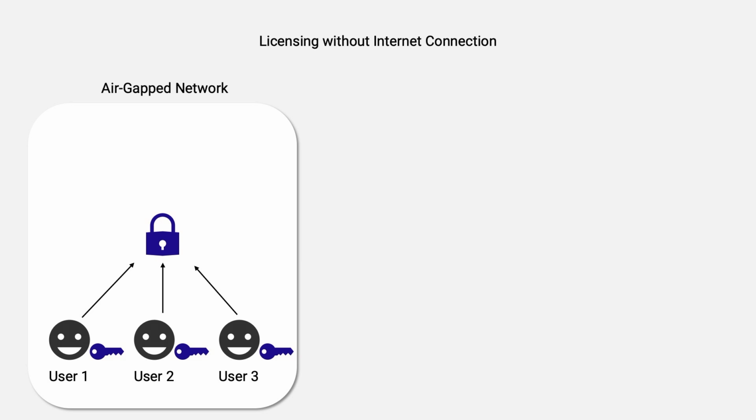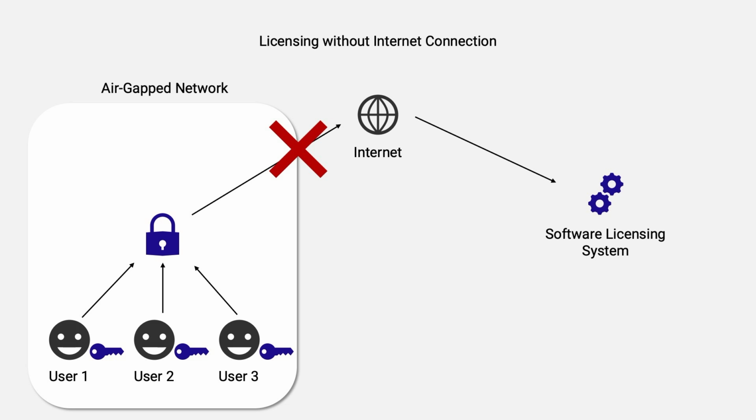Now, let's take the example that you sell your application to a large enterprise where the 3 employees who will use the application are working in an air-gapped environment. When they run the application without internet access, the connection between the application and the software licensing system is lost, and that means that the license file cannot be kept up to date.